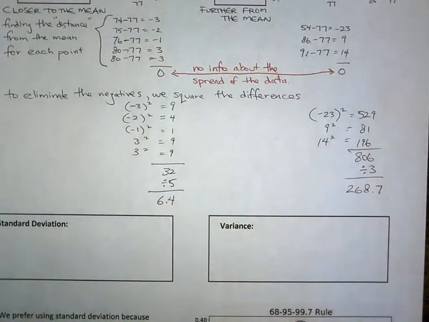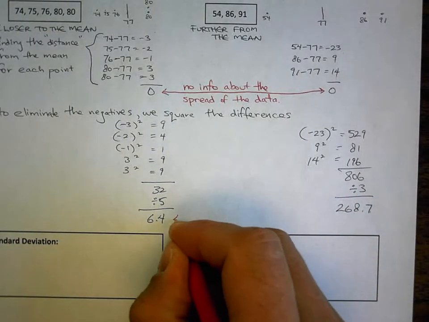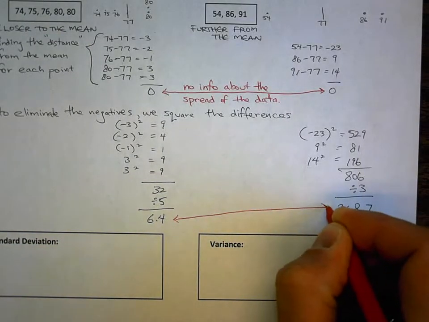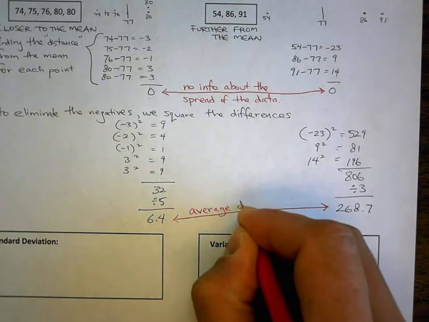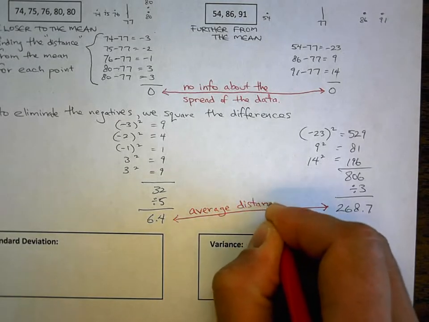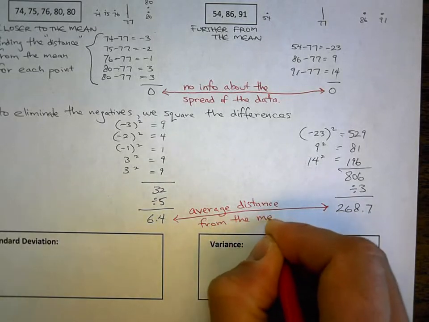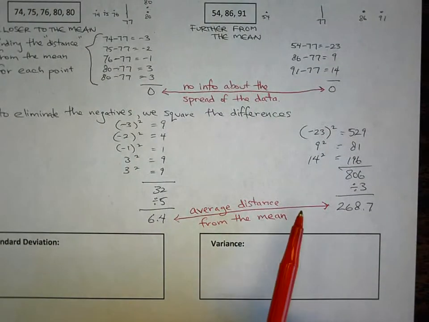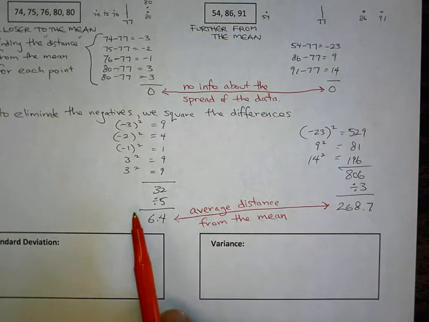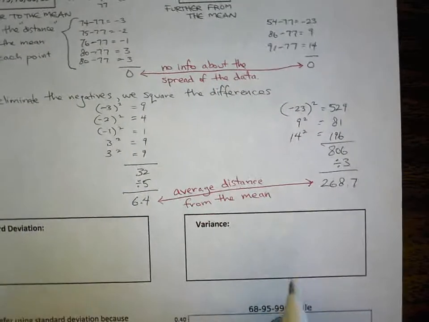So there we have it. We have found a way now to measure the average distance from the mean. And now when you do that to a data set, now you can compare data sets and compare this value and see this is a lot more spread out than this data. What we've just found is called the variance.